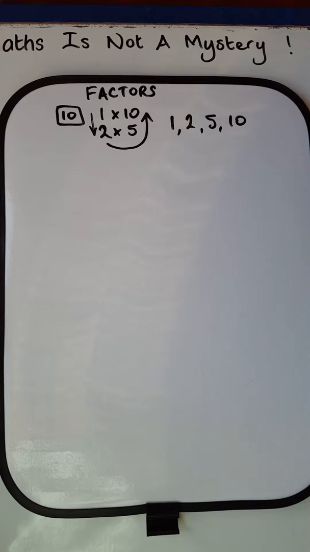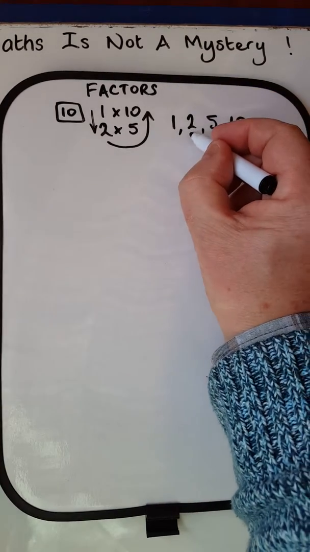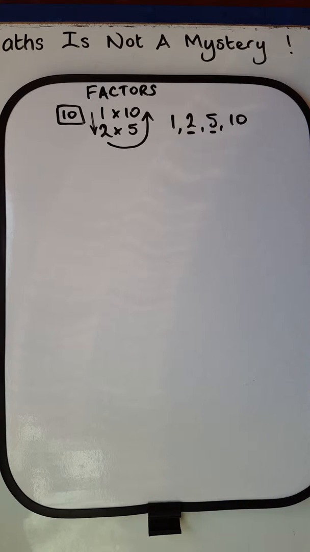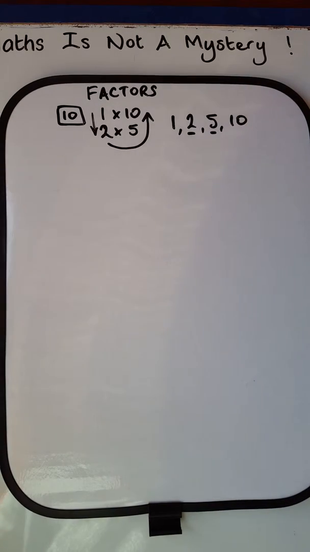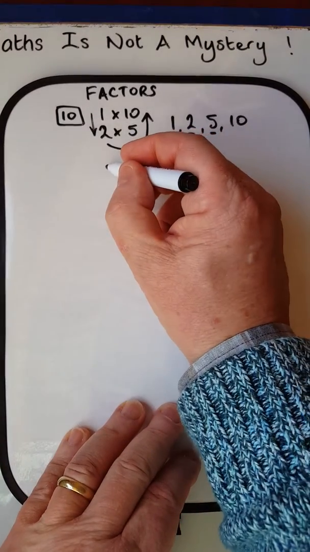So that's what factors are. Now, sometimes the numbers in a factor list will be prime numbers. In this one here, 2 is a prime number and 5 is a prime number. So when we're looking at prime factors of another number, we're looking for its factors and we're looking to find out which ones of those are prime numbers. So let's see how this could work.